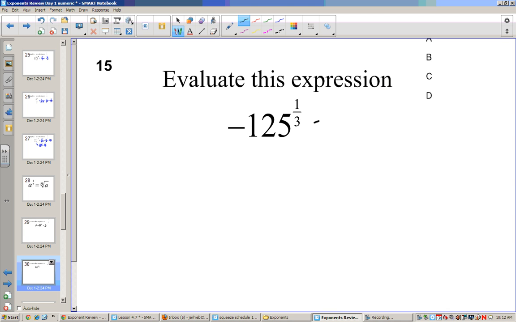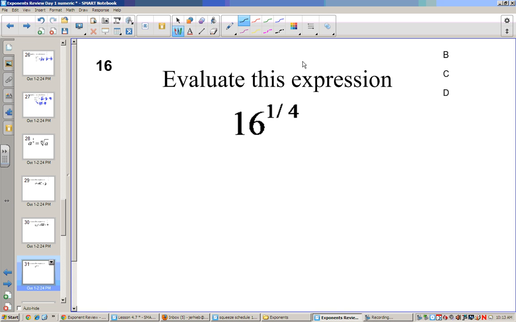This one is going to be the cubed root of negative 125. What three numbers do we multiply to get to negative 125? And that would be negative 5. 1/4. What four numbers do we multiply to get to 16? And that would have to be 2 times 2 times 2 times 2. So that would be 2.